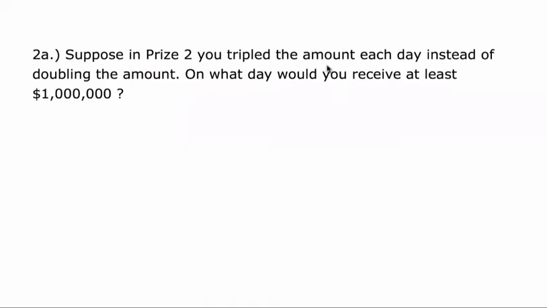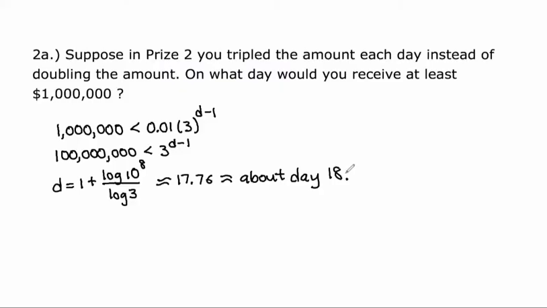Here's a try it on your own question. Suppose in prize 2 you tripled the amount each day instead of doubling the amount. On what day would you receive at least $1 million? Go ahead and pause the video and try this on your own, and then I'll give you the answer. So on about day 18, you would exceed $1 million. Technically 17.76, but that's more than 17 days, so we'll say about day 18.